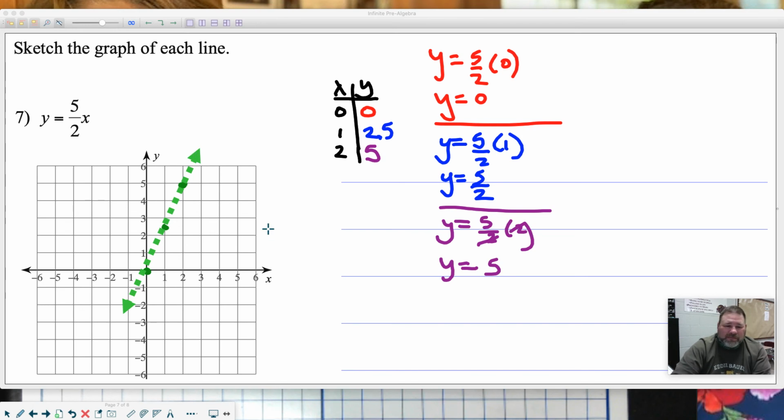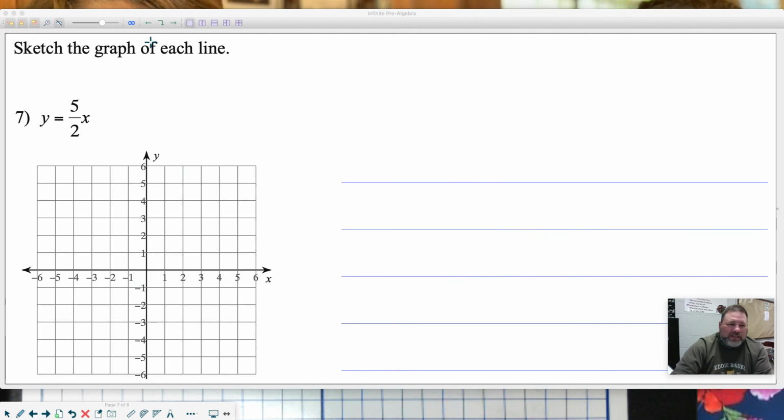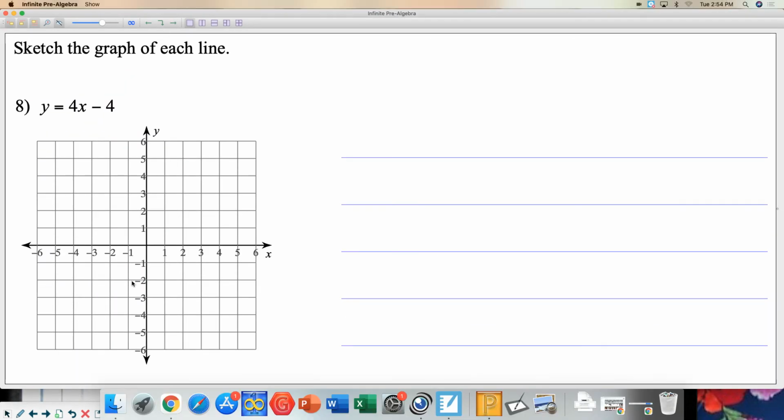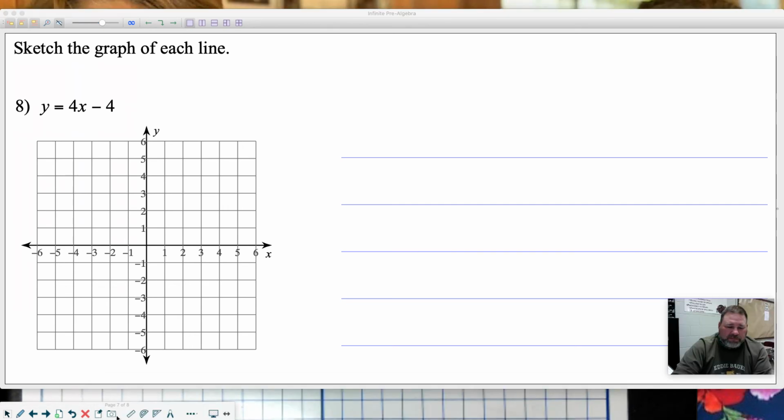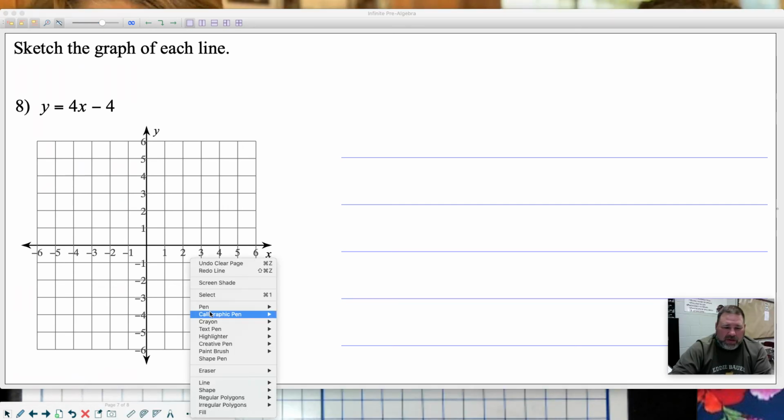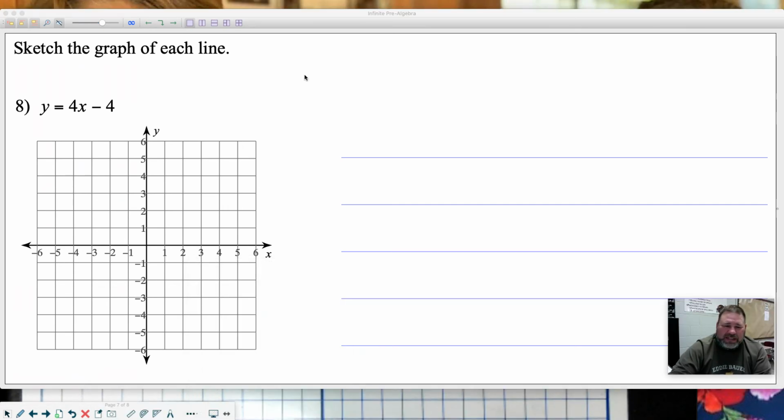Ooh. All right. Got one more, don't we? Okay. So let's do number 8. Pretty straightforward, no fractions. I know you guys like it when they don't have fractions in it, don't they? You gotta love the fraction. Don't hate on the fraction. Love the fraction.